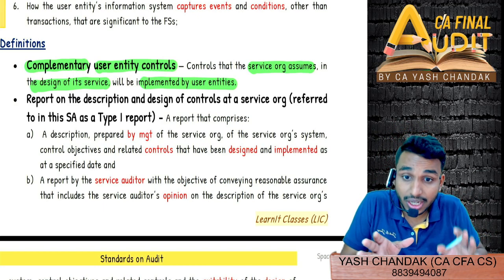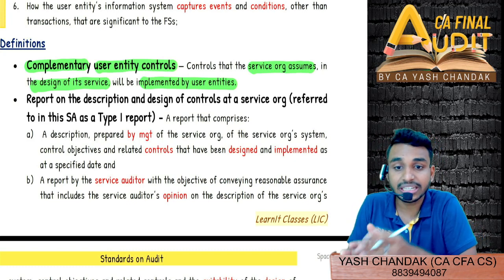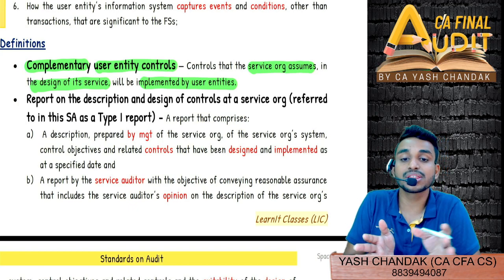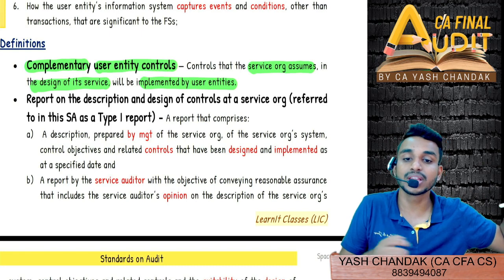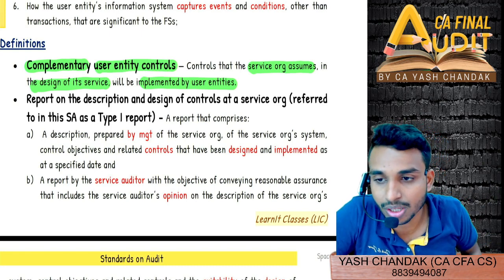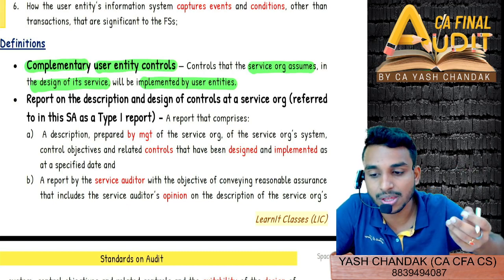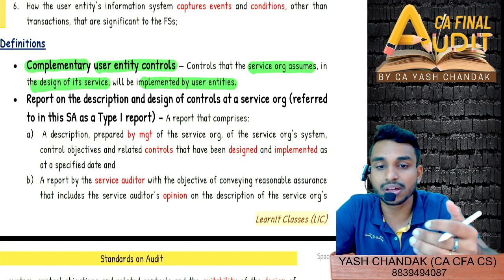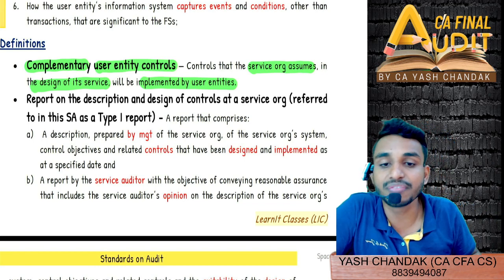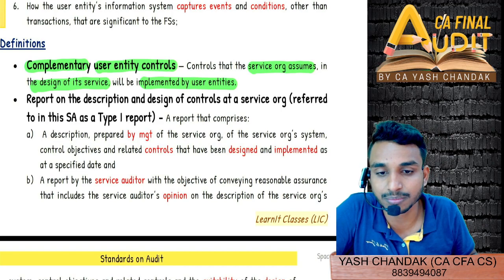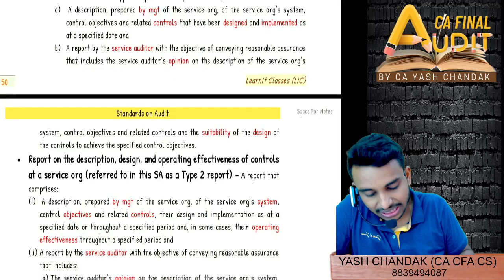So there must be certain controls with respect to those transactions, those relationships between the user entity and the service organization. That is, the controls with respect to these two entities will be complementary to the controls that the service organization will be having. So whatever controls the service organization has with respect to employee benefit expense, the controls that we have amongst us, between user entity and service organization, will be complementary to the controls over there in the service organization. So that is called complementary user entity controls.